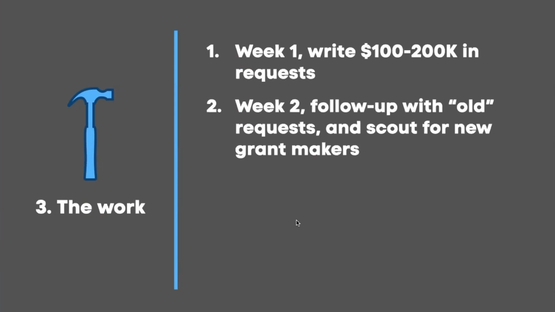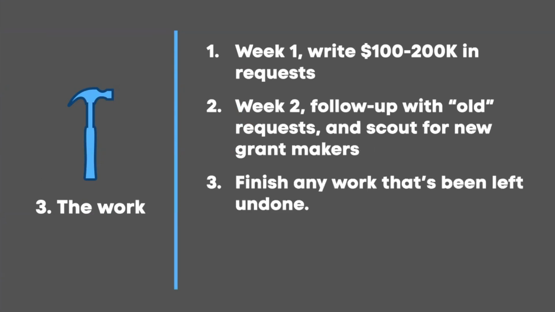Week number 2, I'm going to follow up with my old requests. That means the due date has lapsed and I haven't heard back from them. And also, I'm going to do a little bit of research in week 2 to scout for new grant makers. I don't do this every single day. I just follow up with it once a month. Week number 3, I'm going to finish any work that's been left undone. Generally, I've gotten the week 1 stuff done. That's the priority, get the requests out. But I might not have followed up with everybody in week 2. I might have run out of time. I might not have had time to scout new grant makers. So I'll finish anything in week 3.